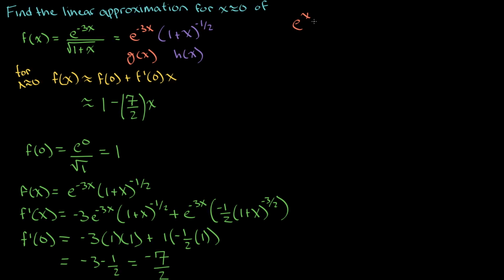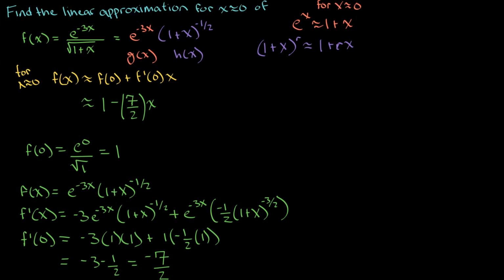So e to the x, we found that to be approximately 1 plus x. And again, this is for x values near 0. And then 1 plus x to the rth power, in the last video, we said that this is approximately 1 plus rx. So now, how do we get from here to what we have over here? Well, wherever we see an x, we're going to replace it with a negative 3x. And then wherever we see an r, we're going to replace it with a negative 1/2.